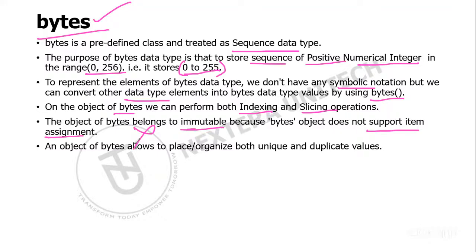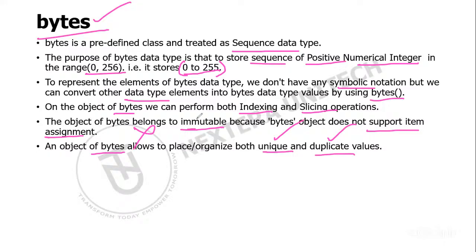So that means once a bytes object is created, you cannot change it. You cannot edit it. That makes bytes an immutable type. And within a bytes object, you can have unique values and duplicate values as well. You can have both. Unique values are accepted. Duplicates are also accepted.